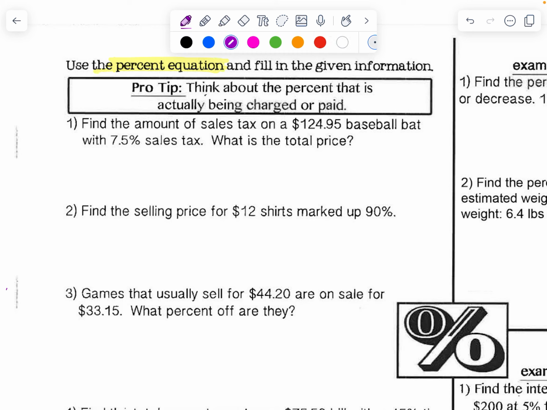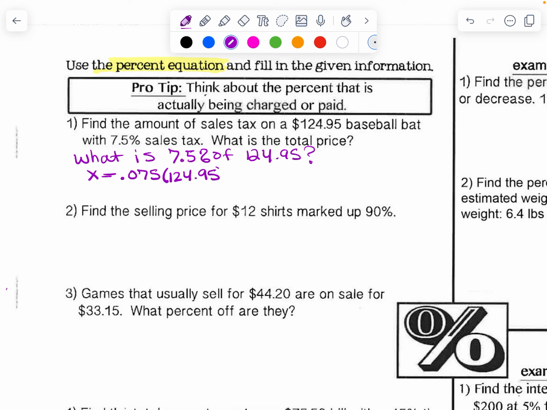So let's try number one. It says, find the amount of sales tax on a $124.95 baseball bat with 7.5% sales tax. So we want to know, what is 7.5% of $124.95. So if I write that into an equation, it's what is, change this to a decimal by dividing by 100. Of means multiply.